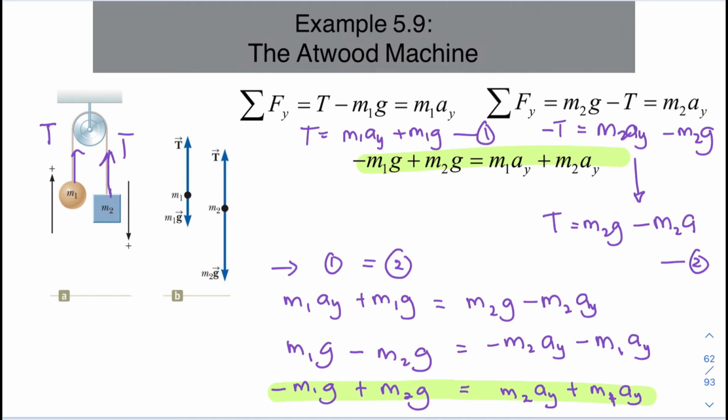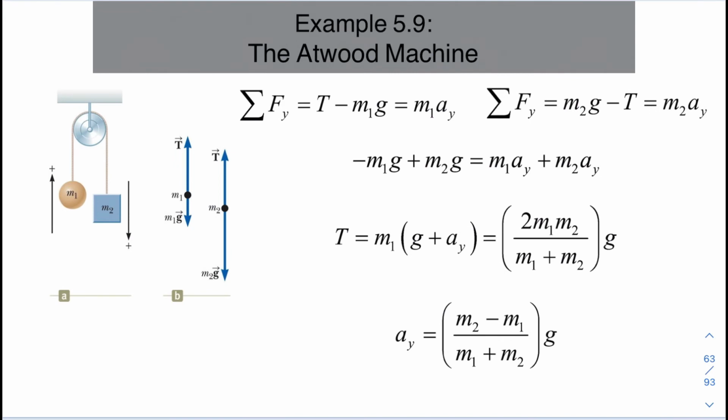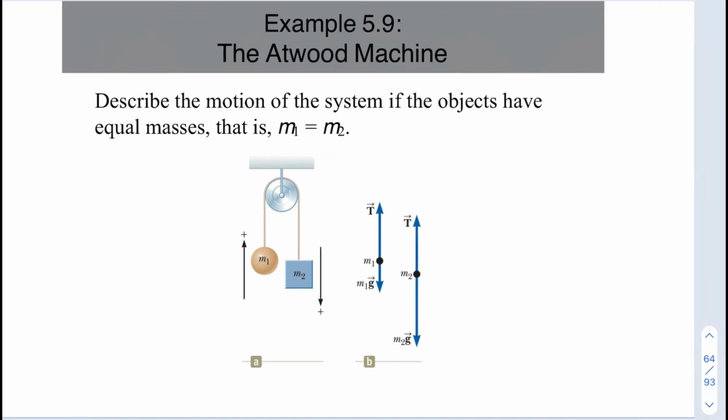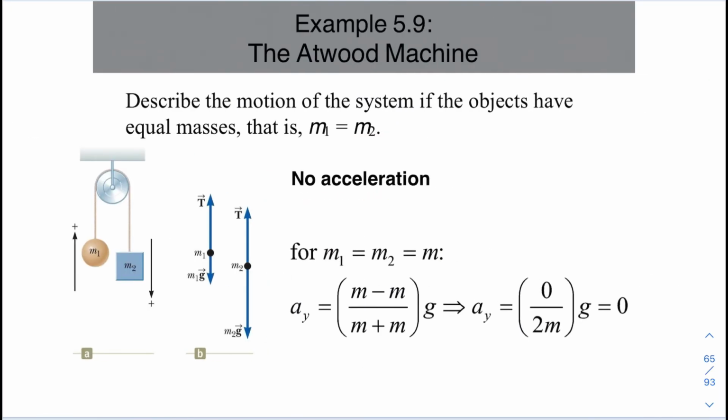Okay, so rearrange depending on which item you are interested in. The A, right? If you refer to this, you rearrange for the AY, you will get this amount. This is the formula for AY. Then, describe the motion of the system if the two objects have equal masses, that is M1 exactly equals M2. If M1 is equivalent to M2, supposedly we know it's balanced, meaning no acceleration.